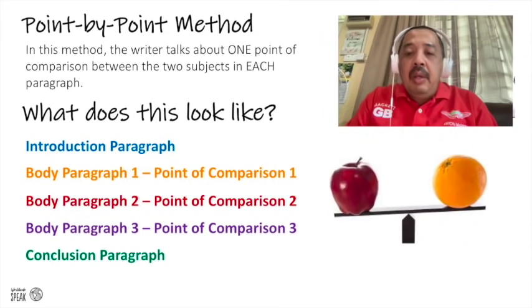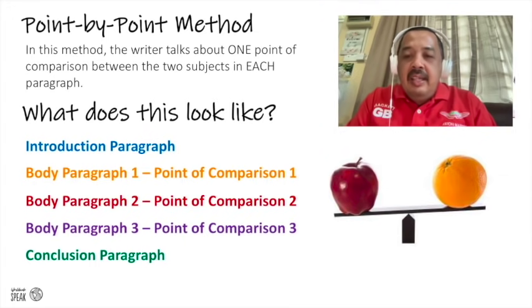You are going to be comparing oranges and apples. You are going to find three things, 3 points of comparison, and you are going to focus on each point in each body paragraph. You are going to mention the orange and the apple in each body paragraph. Okay, let's talk about the introduction paragraph.